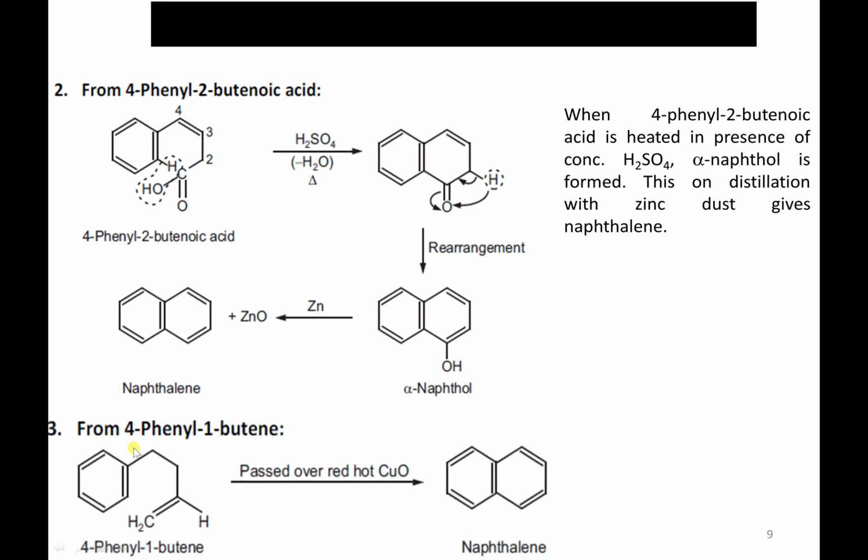There is a third method, where 4-phenyl 1-butene is the starting material. So this is 1, 2, 3, 4, and at the 4 position is phenyl. So 4-phenyl 1-butene, which is a liquid and a hydrocarbon, is vaporized and passed over red hot cupric oxide, and you get cuprous oxide and you get naphthalene.